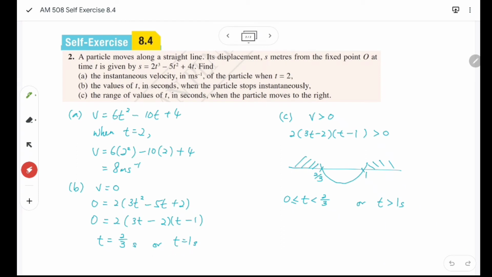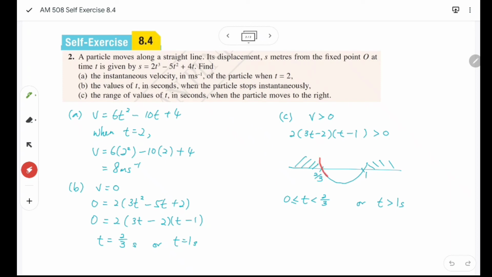C, the range of values of t in seconds when the particle moves to the right. When the particle moves to the right, this is the key: the velocity is positive. So v greater than 0, and from the function of v, we already factorized. So I straight away bring the function of v here. So we have 2 times 3t minus 2 and t minus 1 greater than 0.